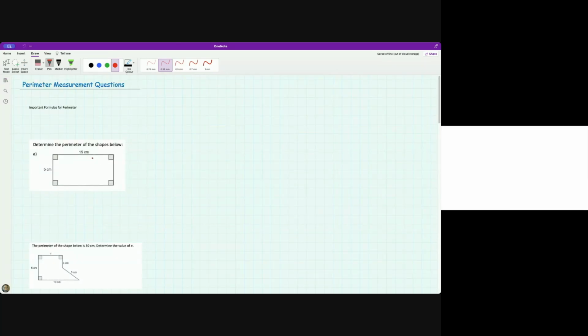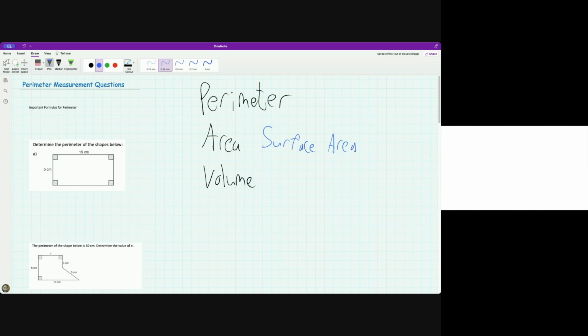Just in terms of the basic ideas for measurement, there are some important words you need to be aware of. There's the word perimeter, and there's the word area. And then there's also, later on, the word volume. When we talk about area, there's also another word that goes with that called surface area. So these are three ideas. You need to know what these things mean.